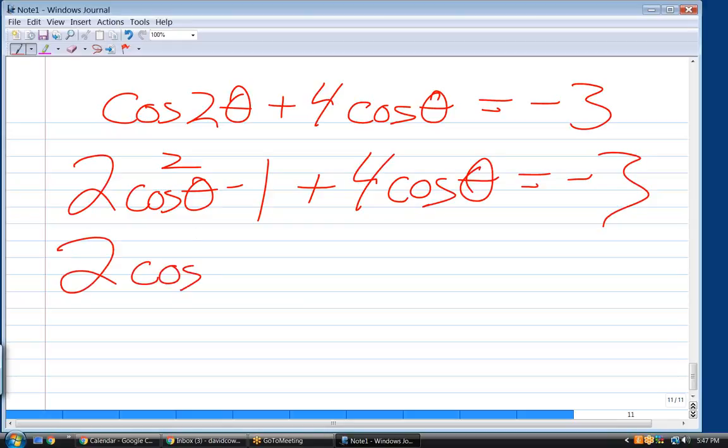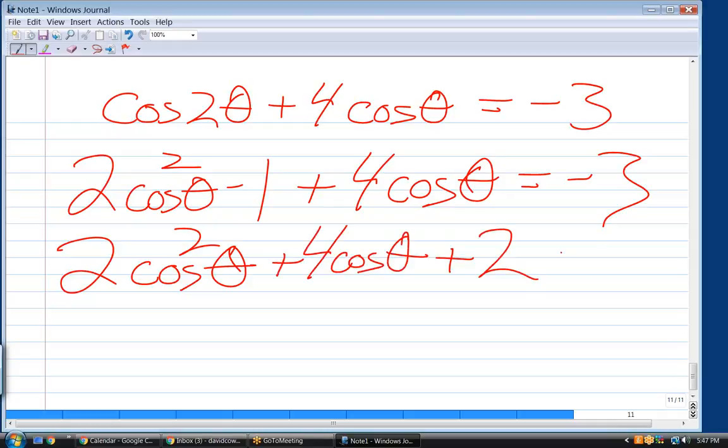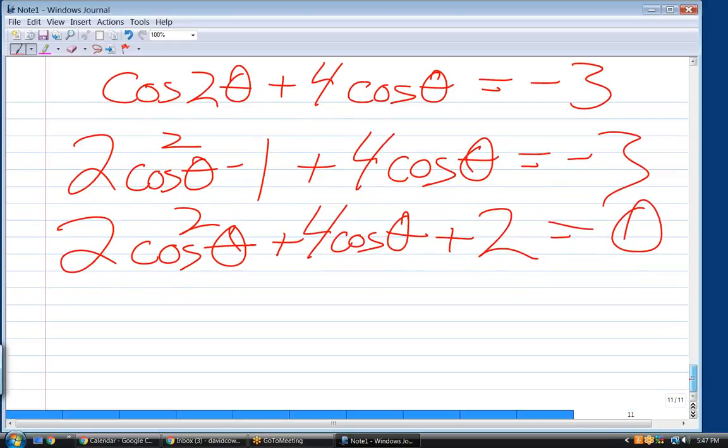2 cosine squared theta, let's see, minus 1 plus 3 is plus 2, and there's a plus 4 cosine theta in there. So now I've got it in quadratic format, almost. What last thing can I do before I factor it? Divide everything by 2. Yeah, let's get rid of that.